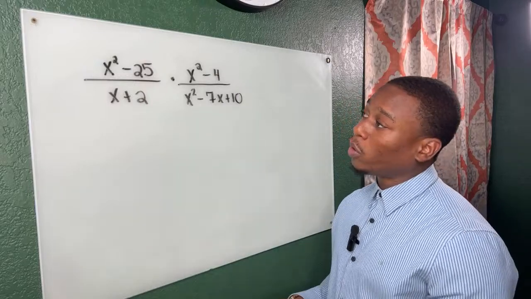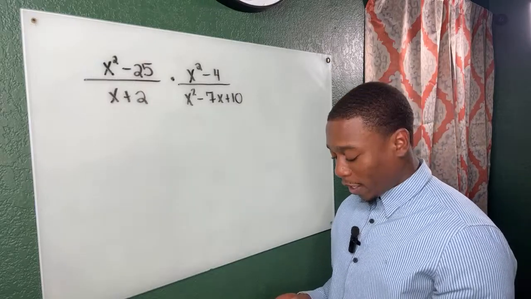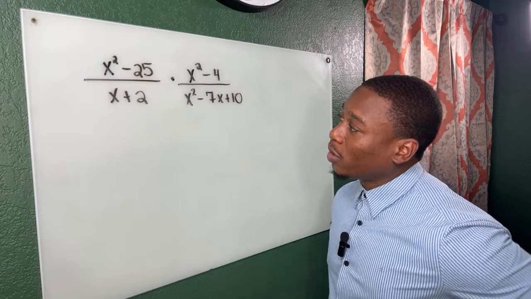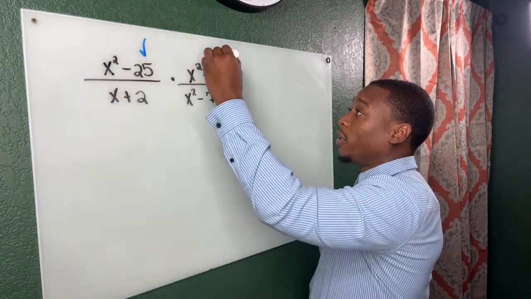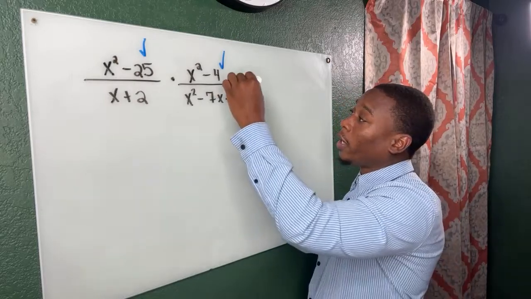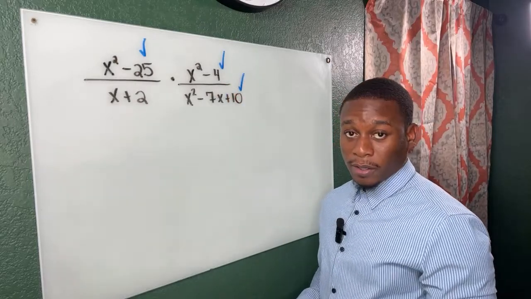So the first thing we want to do is check if we could simplify. And what I noticed is I can. I have the difference of squares right here, difference of squares right here, and I have a trinomial, right?